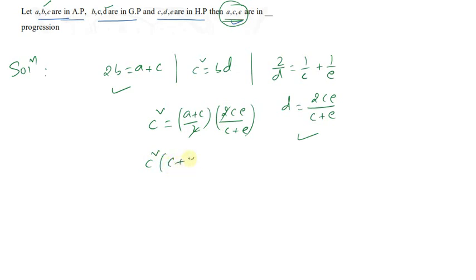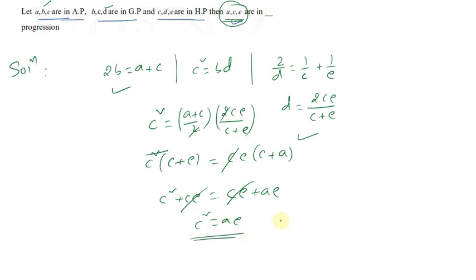C square into C plus E is equal to CE into A plus C. Okay, this C will get cancelled. C square plus CE is equal to CE plus AE. So C square is equal to AE. C square is equal to AE means you can guess A, C, E are in GP. Okay, so come to the next question.